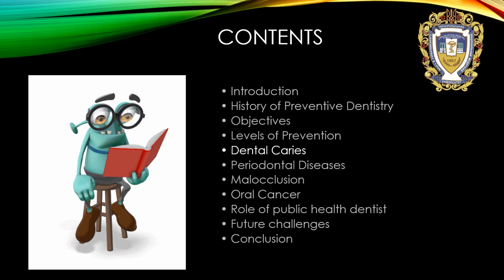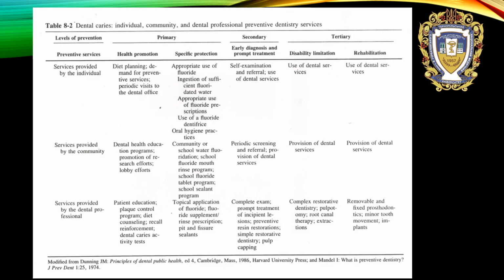Next chapter, prevention of dental caries, scheme of prevention of caries. Not different actions, but a common scheme. As we can see, the same principle of table, three levels of prevention: primary, secondary, and tertiary. And different preventive services.